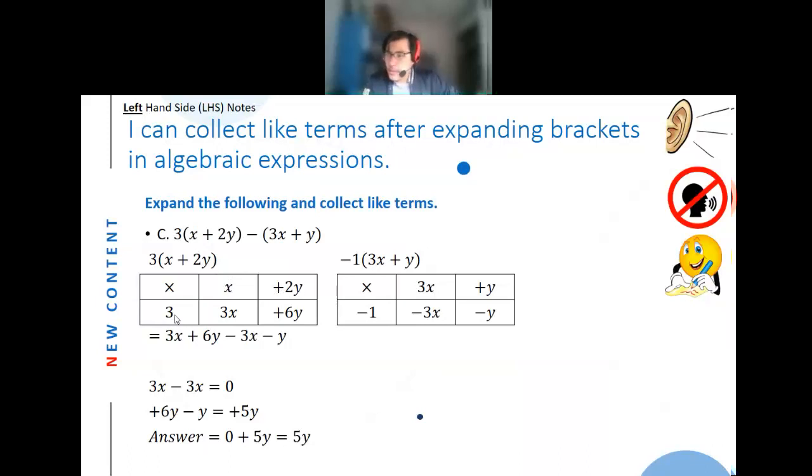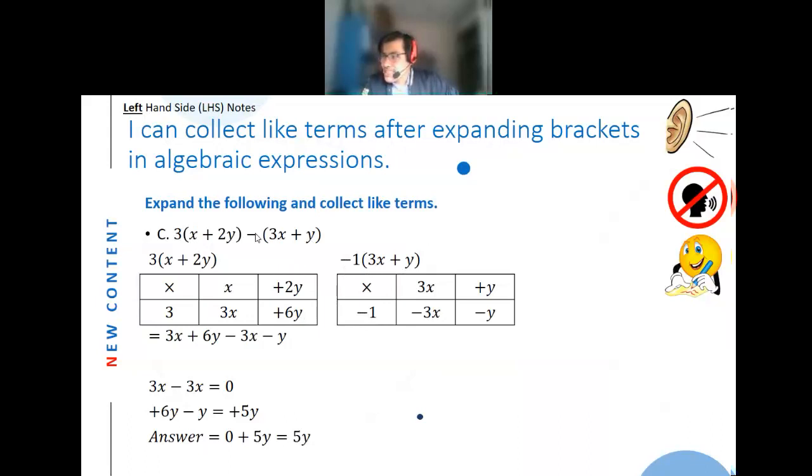And so we just go, okay, 3 times x, well, that's going to be 3x. And then next one, we've got 3 times plus 2y. It's a positive and a positive multiplied together. That's going to give you a positive. Then 3 times 2, that's 6. So 6y. And then we have the next one, the second pair of brackets.